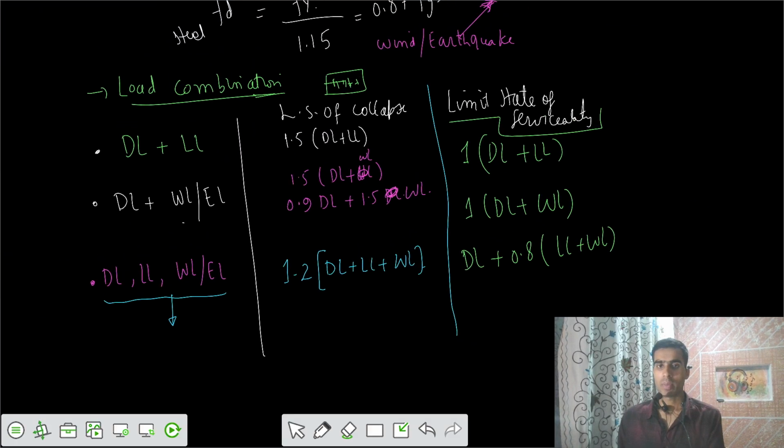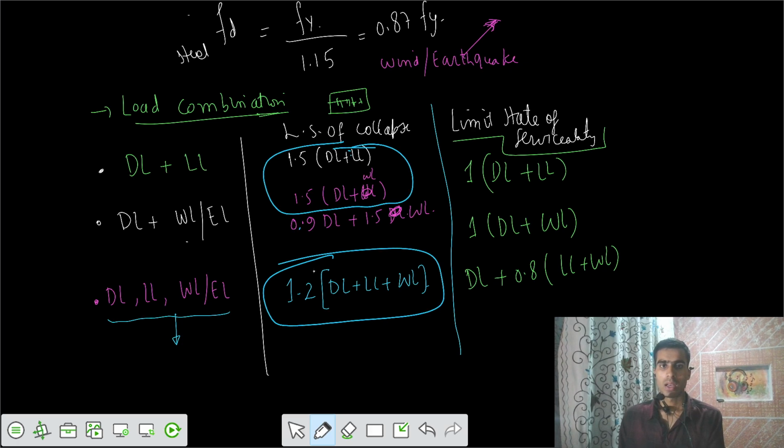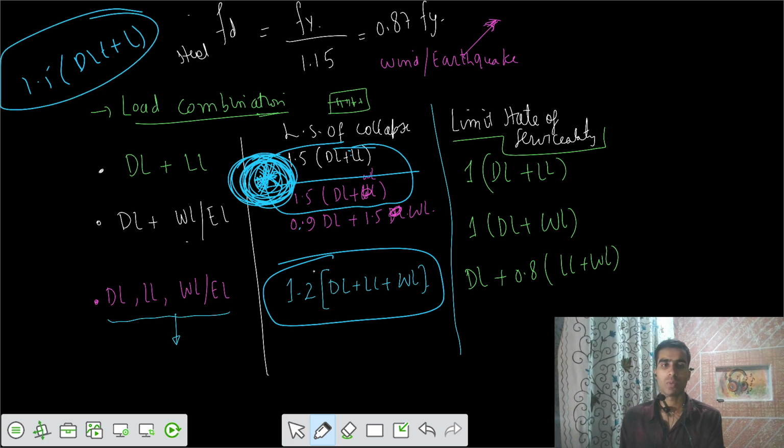So our main goal here is to get the most out of these two combinations. We are going to use this one as the most frequently used in the problems. That's your 1.5 dead load plus live load.